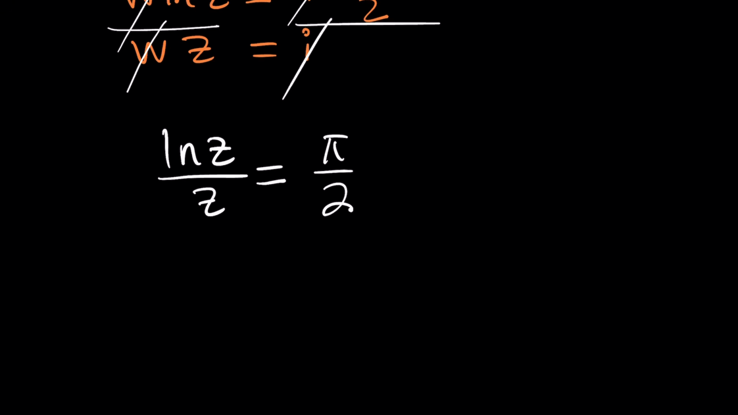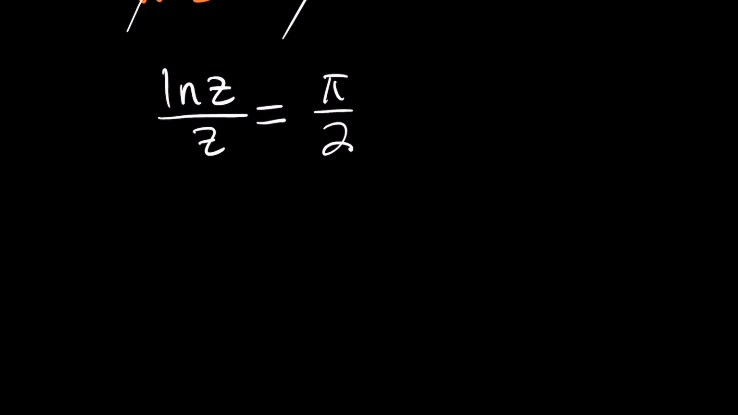And I know some of you already recognize the pattern here, but I'm going to talk about a very special pattern here. Let's go ahead and talk about it. First of all, 1 over z times ln z. This is what we can write it as. And then 1 over z means z to the power negative 1.